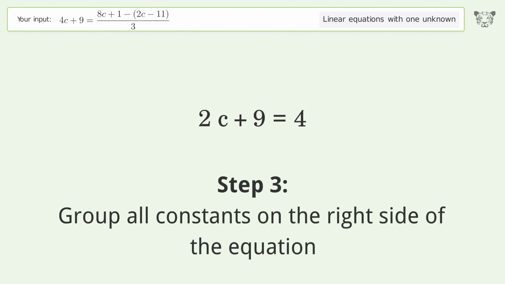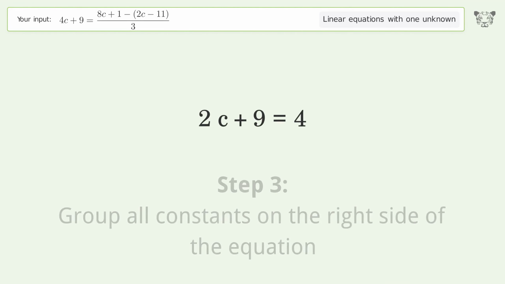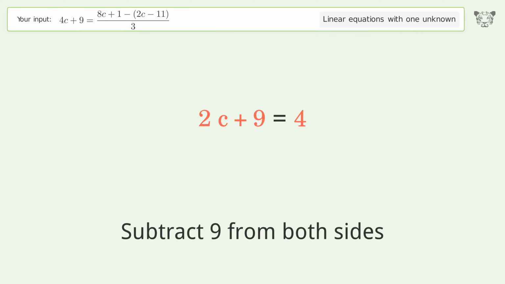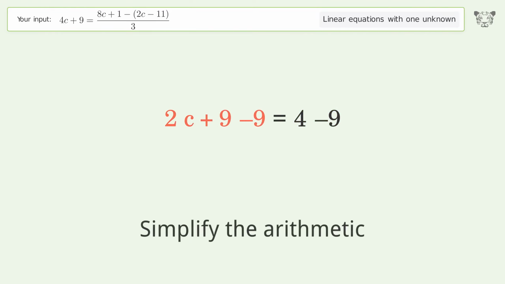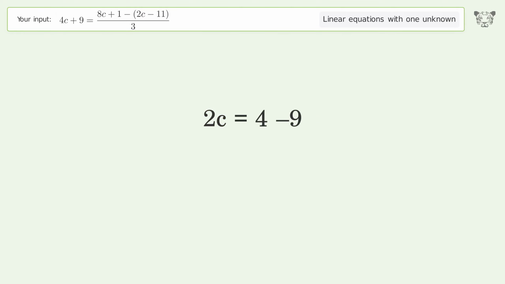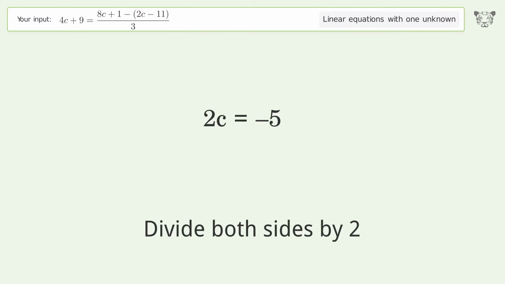Group all constants on the right side of the equation. Subtract 9 from both sides. Simplify the arithmetic. Isolate the c. Divide both sides by 2.